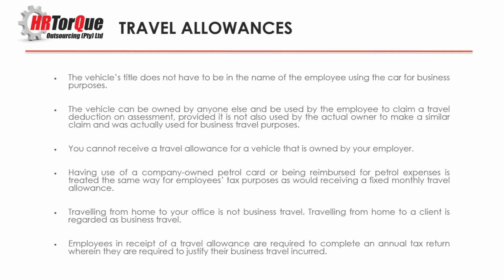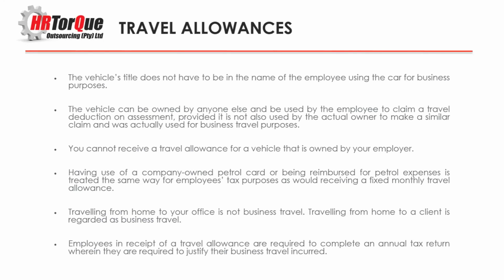Quite a gray area. What qualifies for travel allowances? For travel mileage, traveling from your home to work is always regarded as private. Traveling from your home to see a client is regarded as business. Traveling from your business to a client is obviously business. So be consistent and be careful, because SARS will be looking at that.